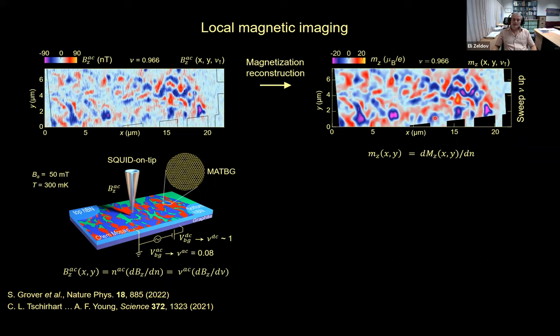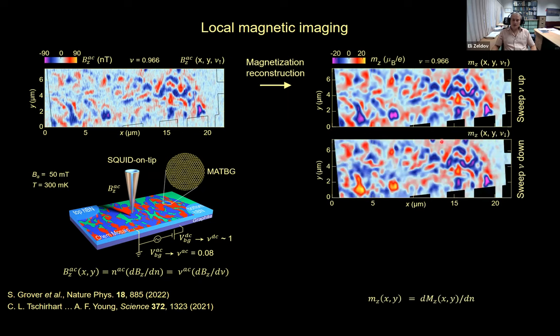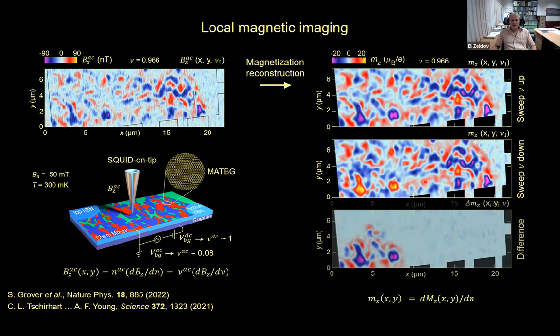So this image was acquired at this filling factor after initiating the system at low filling factor, let's say zero, and then sweeping the filling factor up to this value and taking the image. We can do the opposite. We can initiate the system at large filling factor and then go down to the same one and again take an image upon sweeping the filling factor down. And then we can just take numerical difference between the two. So just one minus the other divided by two. And this shows the difference here.